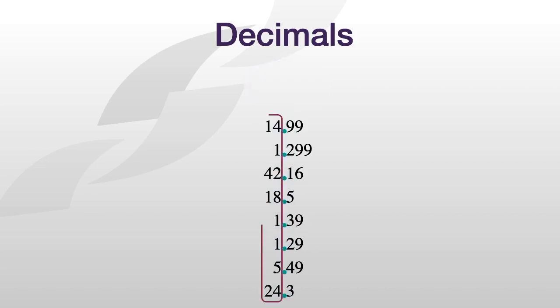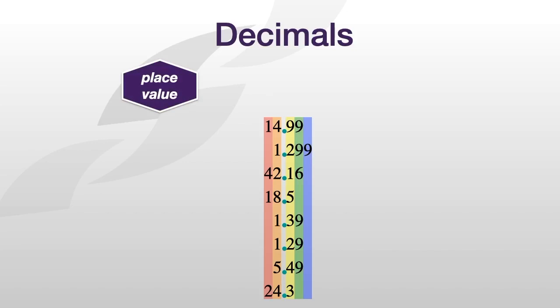The digits to the left of the decimal point are the whole number part, and the digits to the right are the decimal or fractional part. They indicate a part of the number that is less than one whole. The value of each digit is determined by its place in the number, so we call this its place value.